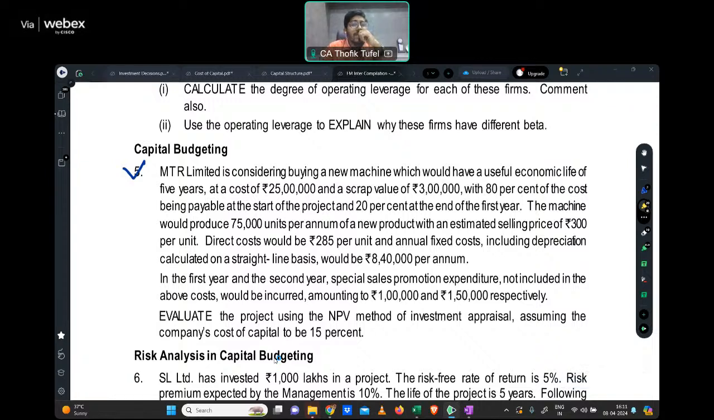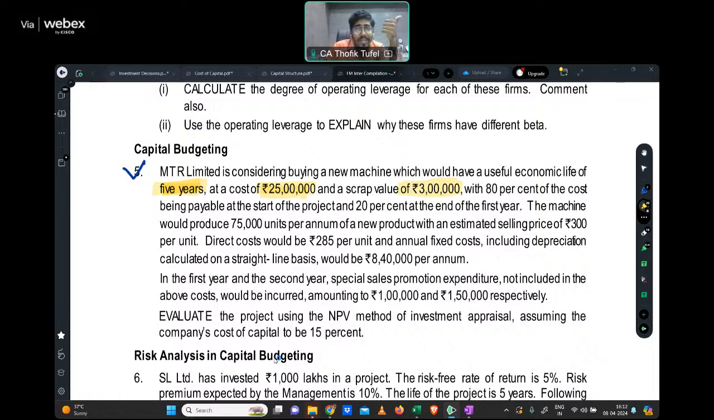MTR Limited is considering buying a new machine which has an economic life of 5 years. So the life is 5 years, and the cost is 25 lakh in the 0th year, and a scrap value of 3 lakh rupees. At the end of the 5th year, what is my inflow? My inflow will be 3 lakh rupees.